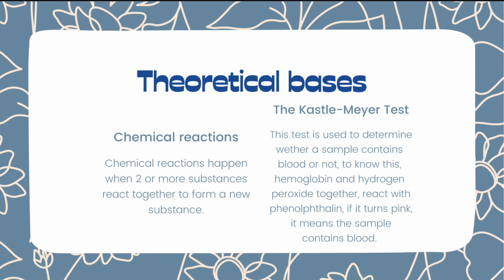Chemical reactions happen when two or more substances react together to form a new substance. The Kessel-Meyer test is used to determine whether a sample contains blood or not. To know this, hemoglobin and hydrogen peroxide together react with phenolphthalein. If it turns pink, it means the sample contains blood.